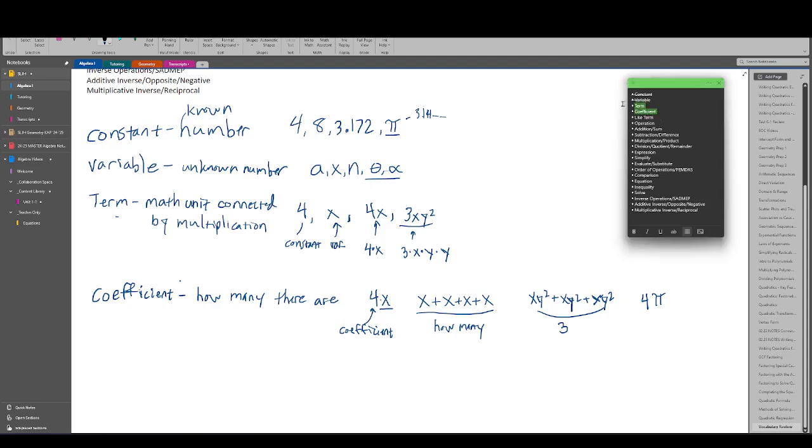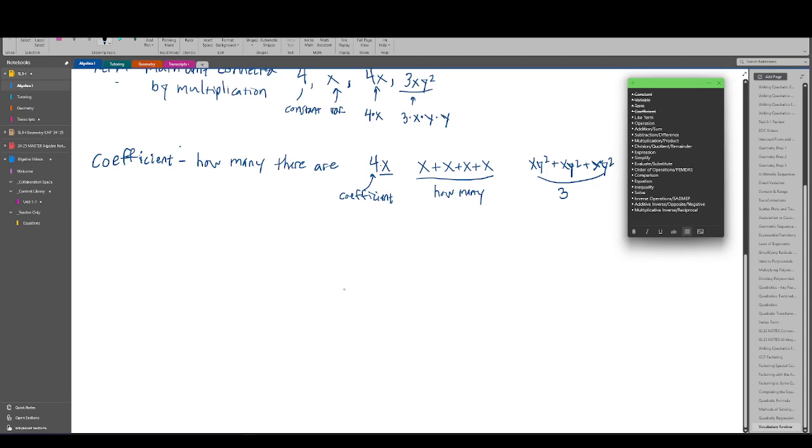Okay, next, like terms. We talked about what a term is and what it's made up of.